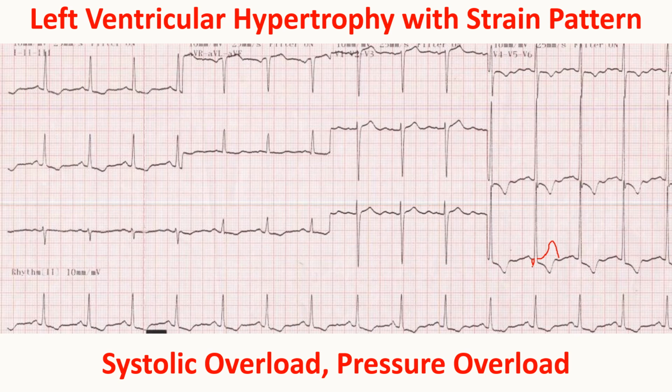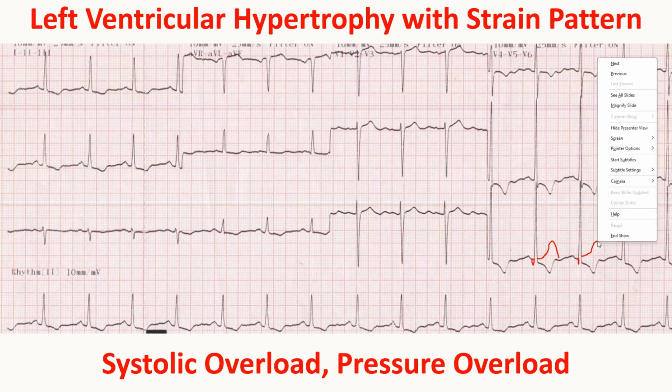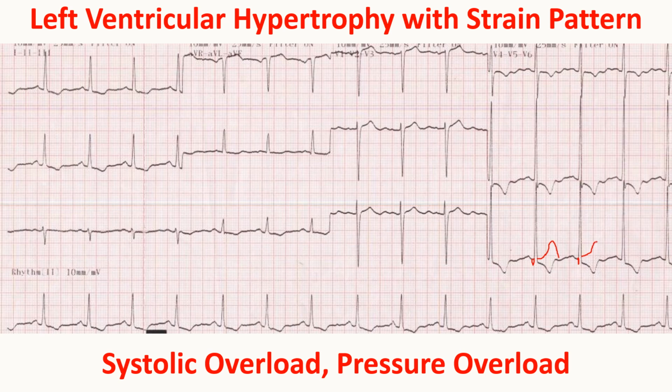Q waves are less than 40 millisecond. When I draw it, it is not that narrow. That's because it's difficult to draw with the mouse. So I'll draw it once again. A very narrow Q wave and some ST elevation, concave upwards with tall T wave. That is a feature of left ventricular diastolic overload seen in severe aortic regurgitation and large left-right shunts like patent ductus arteriosus.